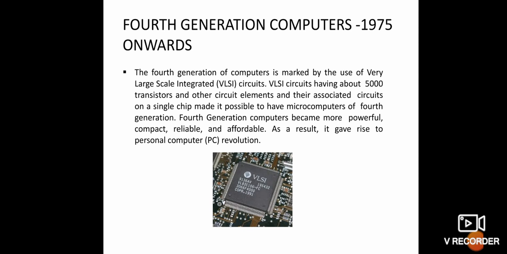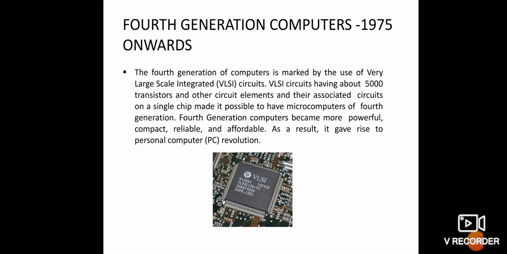Next, we are moving on to the fourth generation. This is one of the latest ones, where very large scale integrated circuits were used. You can see the VLSI circuit chip over there. It had about 5,000 transistors and other circuit elements and the associated circuits on a single chip. That's why microcomputers became available in the fourth generation. It was much more powerful, compact, reliable and affordable.